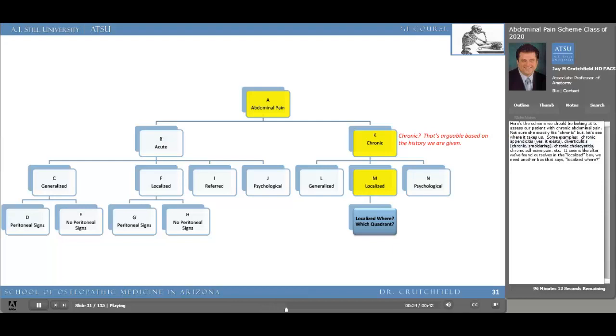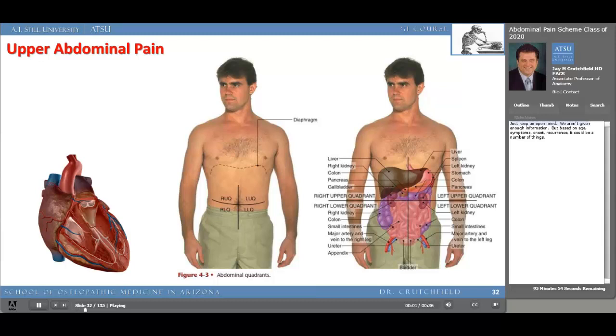We're not given enough information, but based on the patient's age, symptoms, onset, and recurrence, it could be a number of things. It could be cardiac etiology. We haven't totally ruled that out. It could be sourced from the respiratory system, his lungs. We don't know that yet. It could be gallbladder disease. We're not sure. Take a look at these images, and especially the image on the far right that gives some various diagnoses based on the organs that are located in those quadrants. Again, it's just a guide.